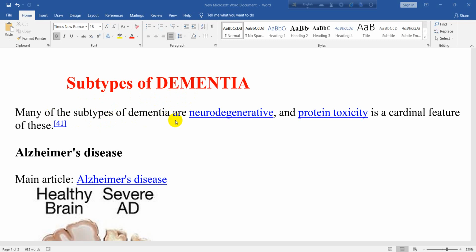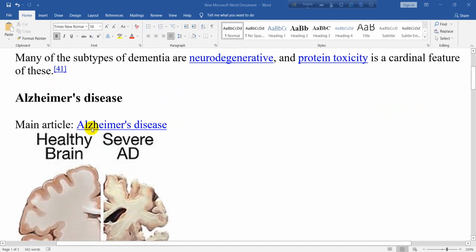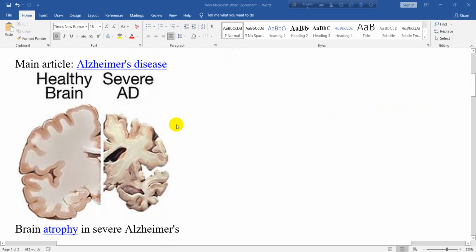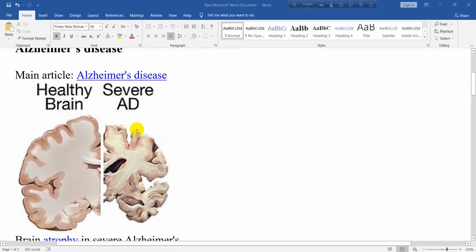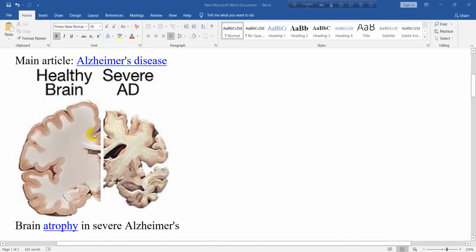Many of the subtypes of dementia are neurodegenerative, and protein toxicity is a cardinal feature of these. First, Alzheimer's disease. You can see here the picture of a healthy brain, and this is the picture of severe Alzheimer's disease, showing brain atrophy in severe Alzheimer's.